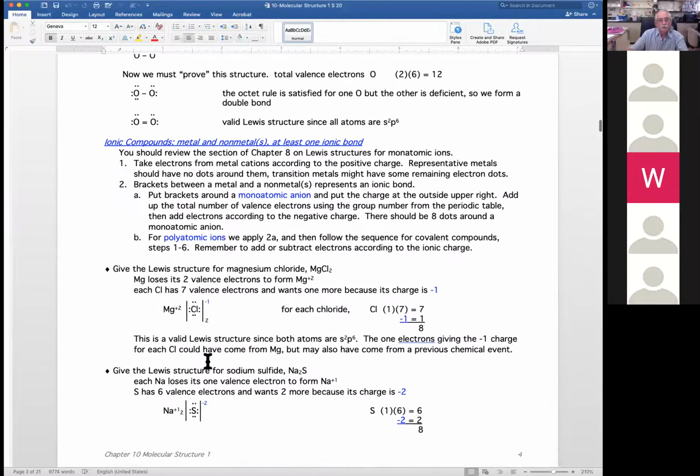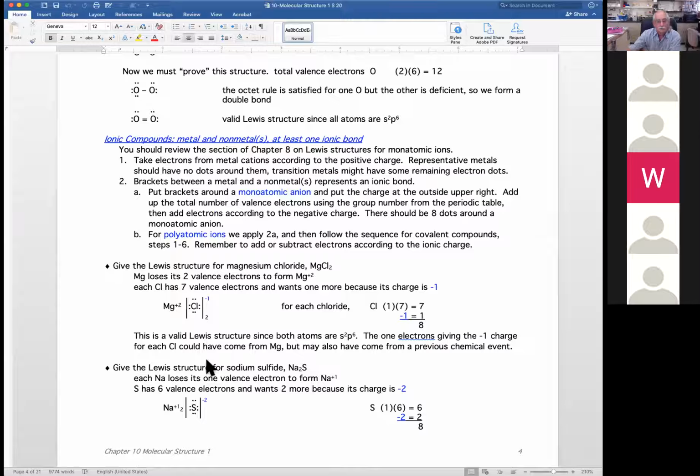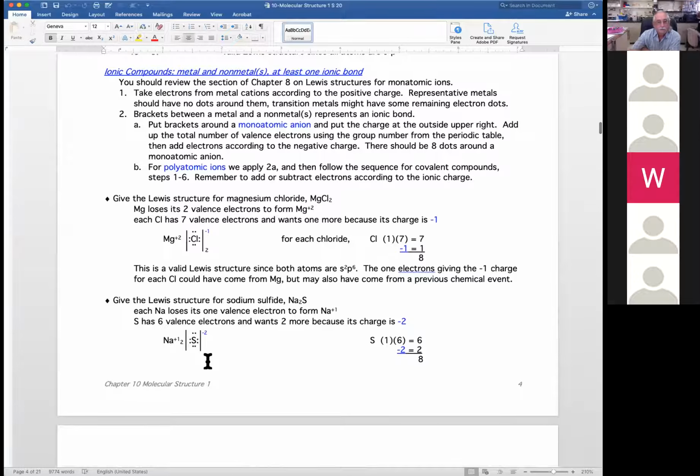And then we get to ionic compounds, then we know that there's an ionic bond in there. So for example, this right here represents the ionic bond between the magnesium ion and the chloride ion. We see that from the formula, right? That's an ionic bond right there.